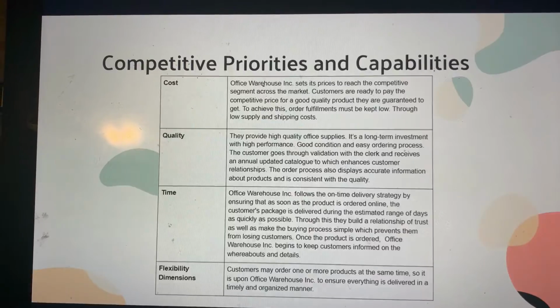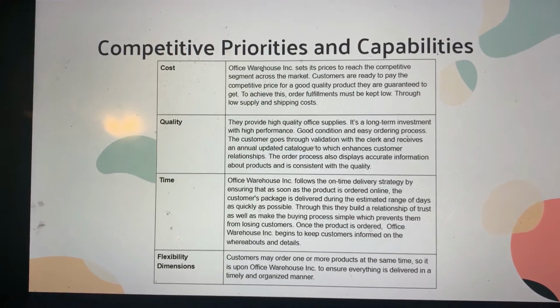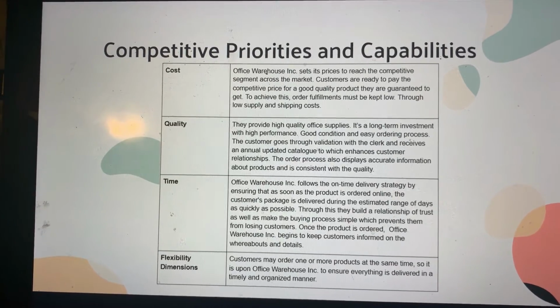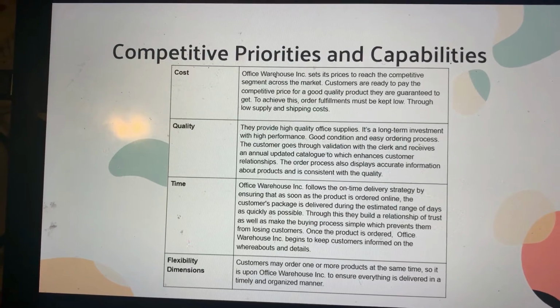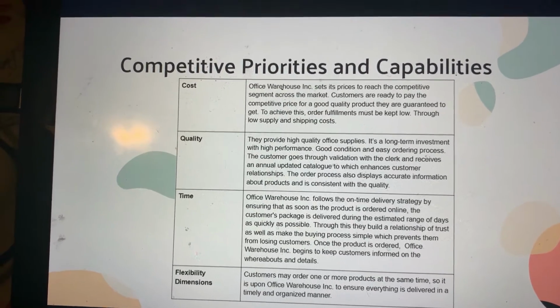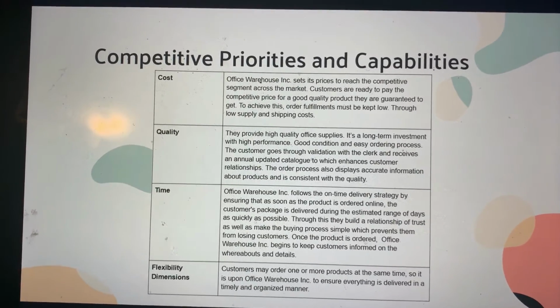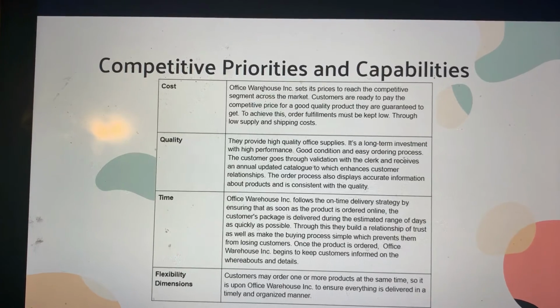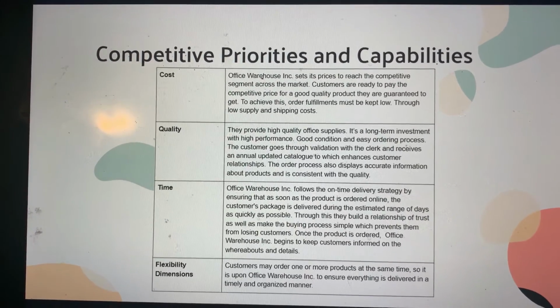Continuing. Some competitive priorities that Office Warehouse prioritizes are cost, quality, time, and flexibility dimensions. Office Warehouse sets the price on their products to be competitive in order to provide good quality products that have reduced costs for customers and low shipping costs for them. They provide good quality products that help customers be loyal as they know that what they're receiving will be in great condition.